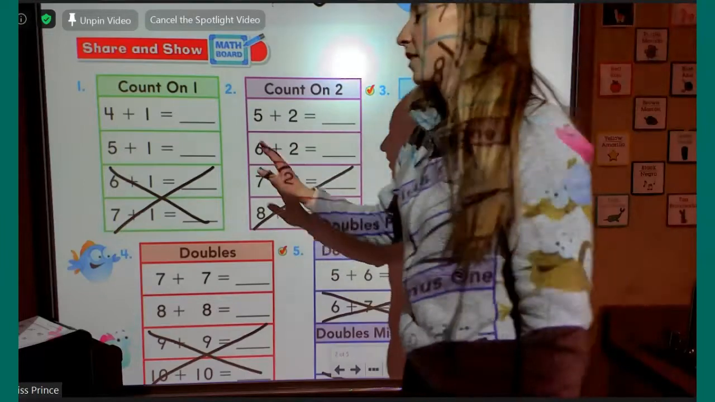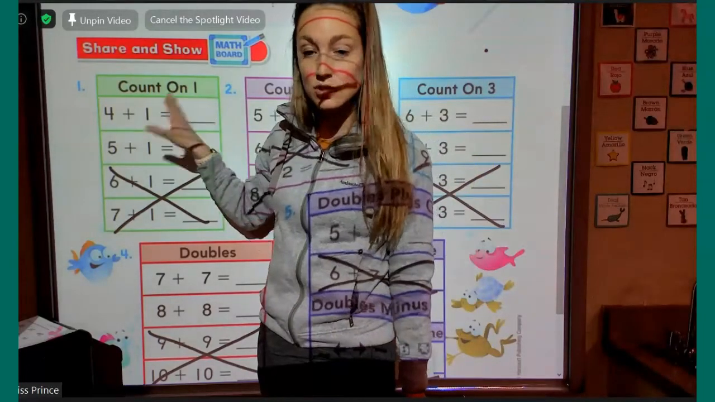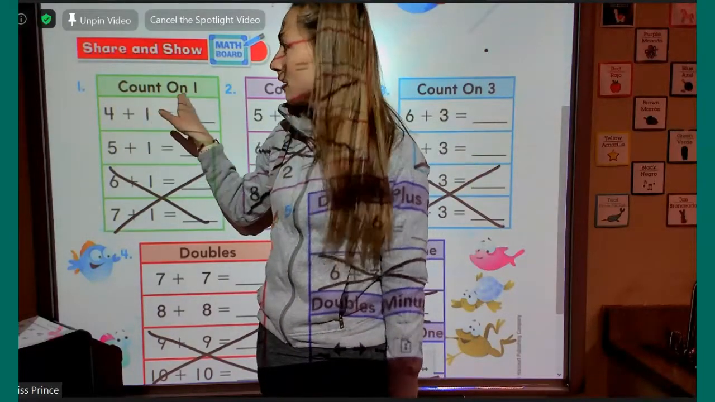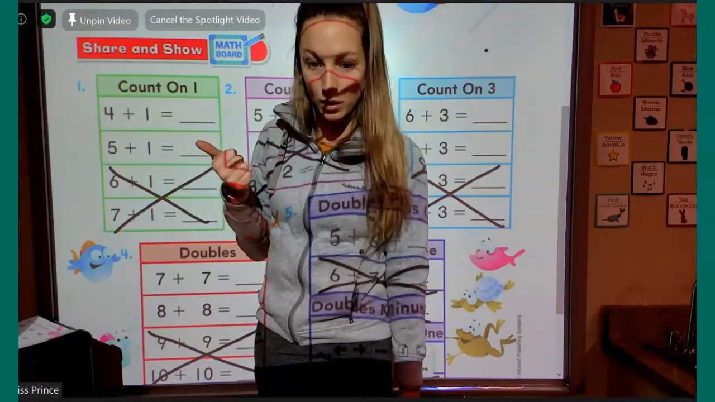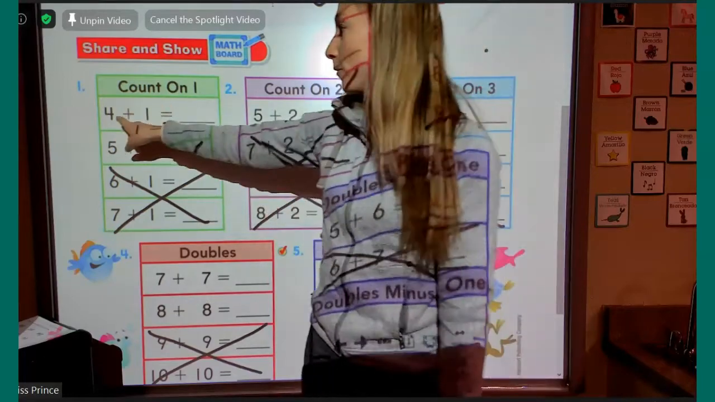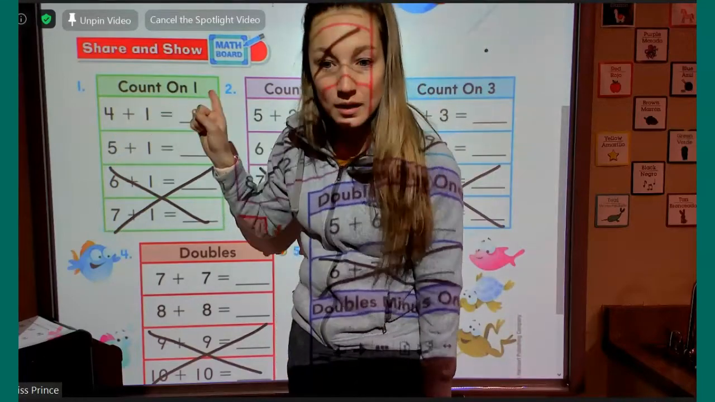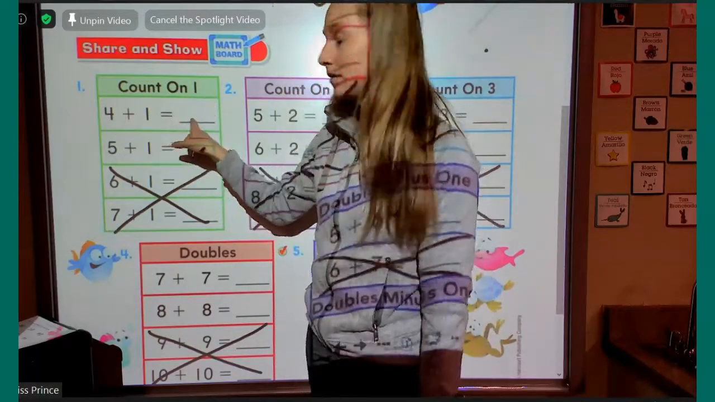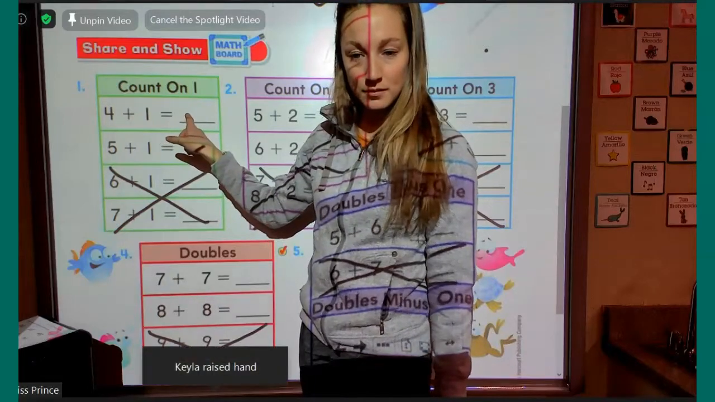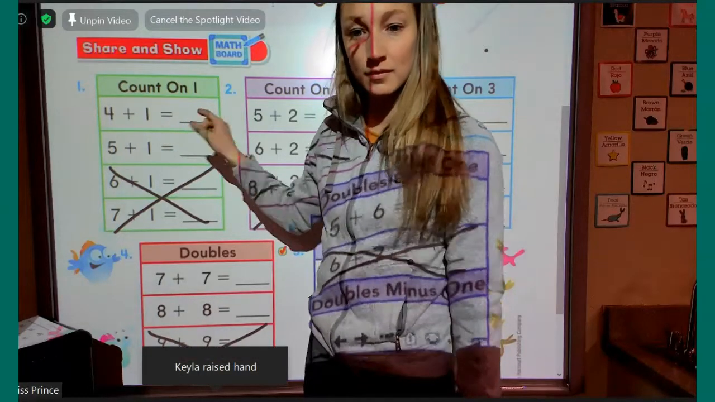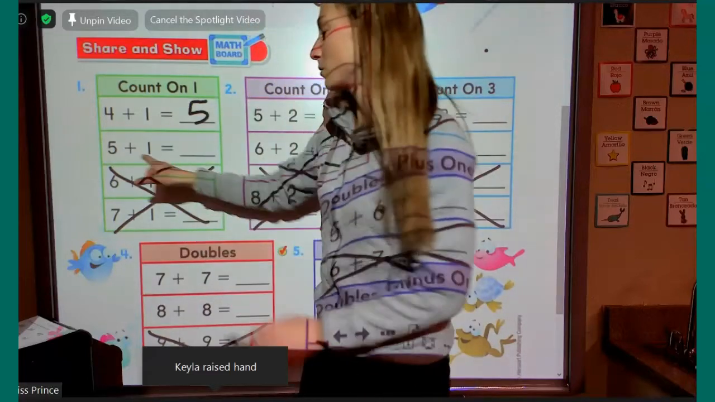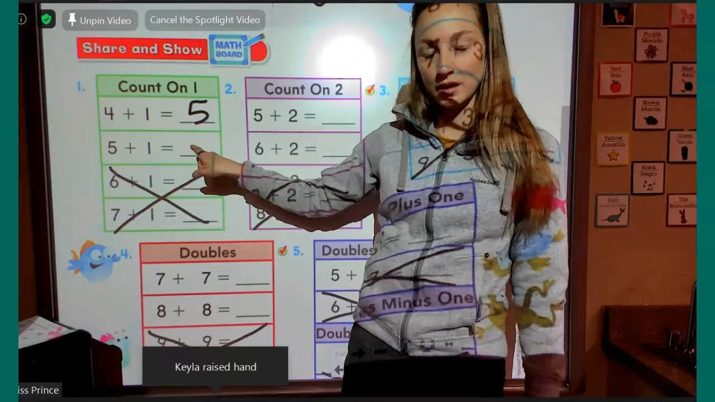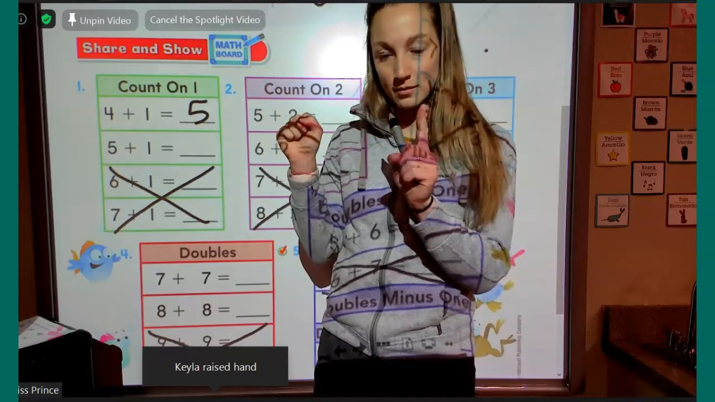All right, these ones are going to be super, super easy. Counting on by 1, all we're doing is starting with this number to scoop up and adding 1 more. So 4 and 1 more. Xander, go ahead. Good job. Jose, you have the next one. 5 plus 1. It's just 5 and 1 more.